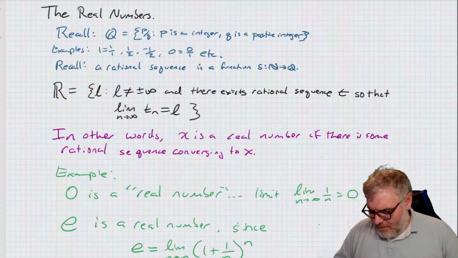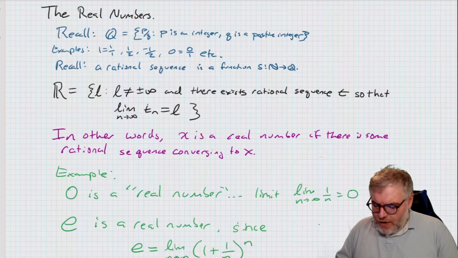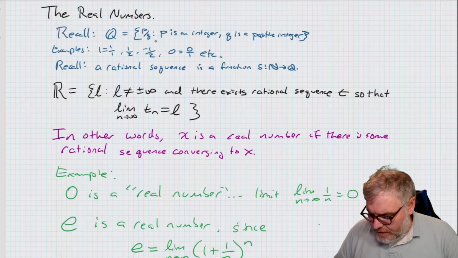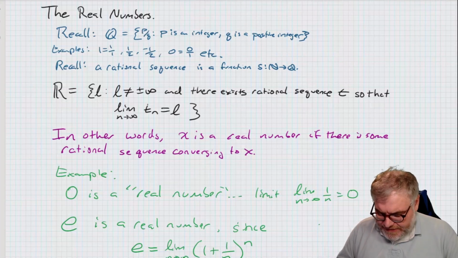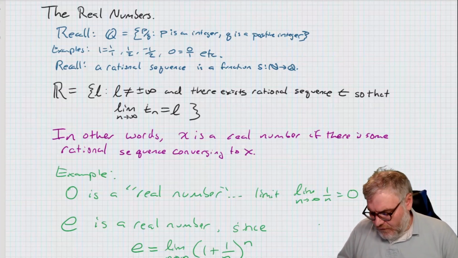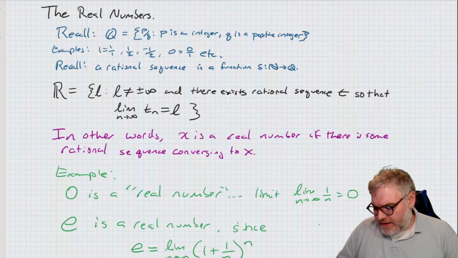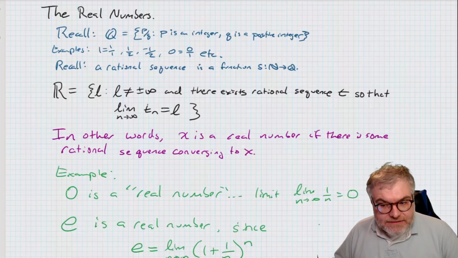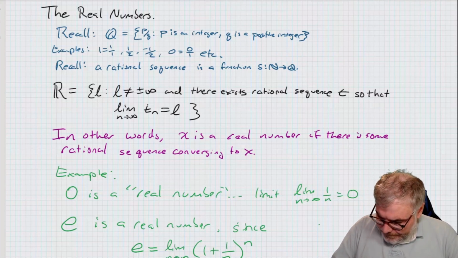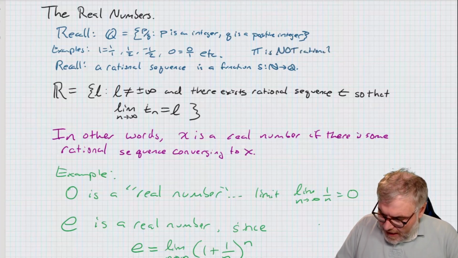Finally, let's talk about the real numbers. So recall my definition of the rational numbers from last time. It's p over q such that p is an integer and q is a positive integer. So, you know, 1 equaled 1 over 1, so that was a rational number. 1/2, negative 1/2, of course. 0 was 0 over 1, etc. Pi was not. Recall that pi is not a rational number. Neither is e, by the way.